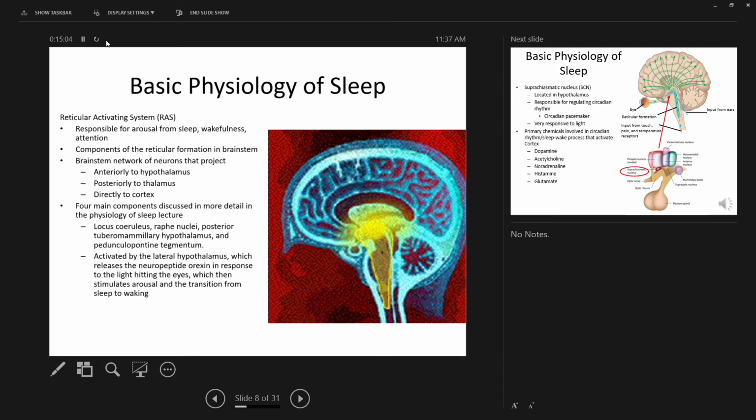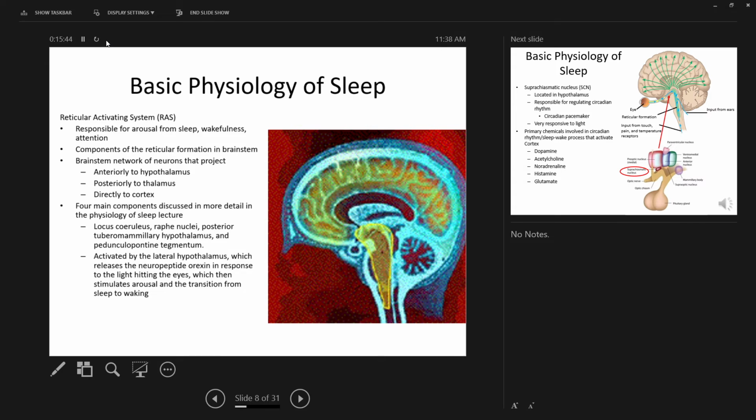There are four main components of the RAS that are discussed in more detail in the Physiology of Sleep lecture that I will add for you guys. There's a lot of detail that goes into it, so I'm not adding that here. But listed right below it are the main components of the RAS. The RAS is activated by the lateral hypothalamus, which releases a neuropeptide, orexin, which we talked about earlier, in response to light hitting the eyes. When this happens, this is when arousal is stimulated and the transition from sleep to wake occurs.